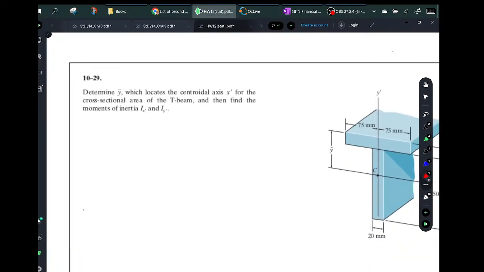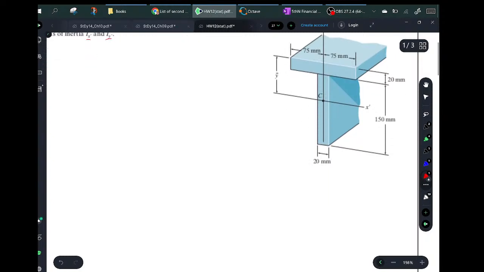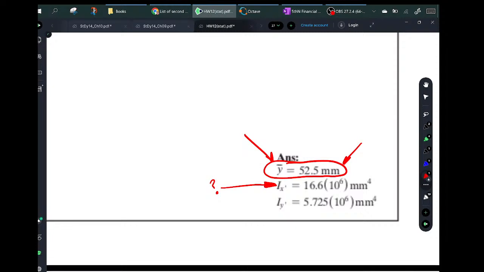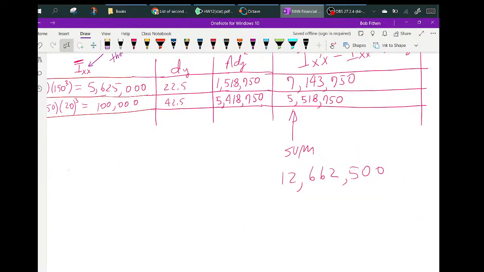Determine y bar, which locates the centroidal axis for the cross section. Then find the moments of inertia, x bar and y bar, I mean, y asterisk and x asterisk. So it is possible that I've made a mistake, but now I'm going to go ahead and go after this one, and any mistake that I might make might be accentuated or brought out here. So let's go back to it.